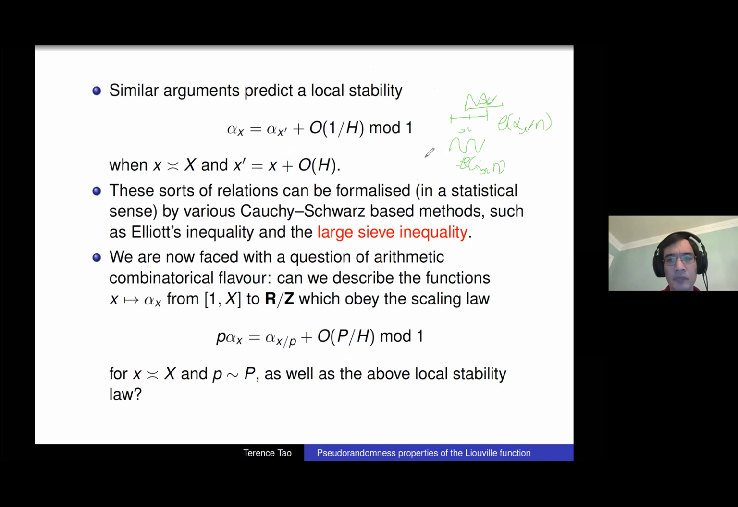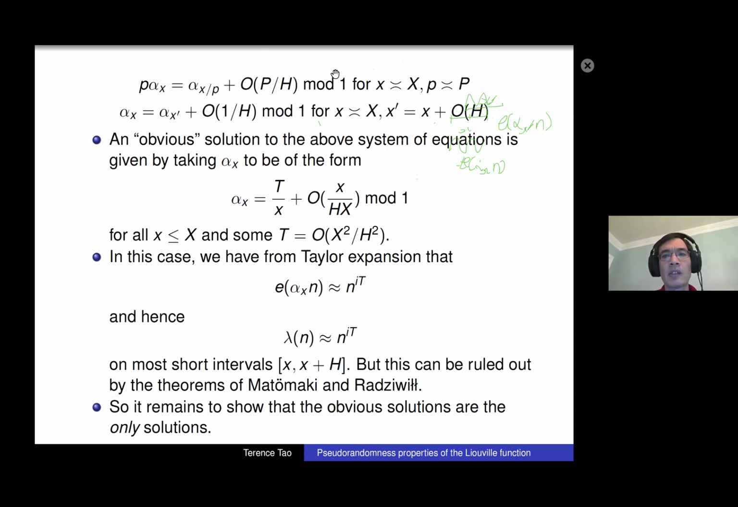Okay, hang on, my computer has frozen. That's not good. Oh no, okay, there we go. All right. So here are my two equations.